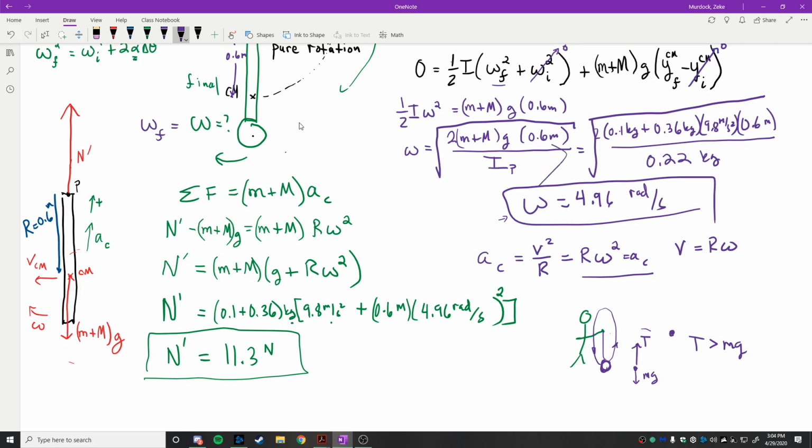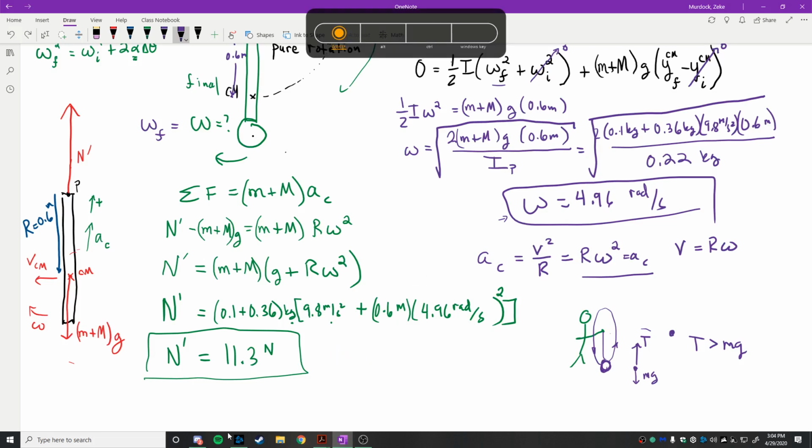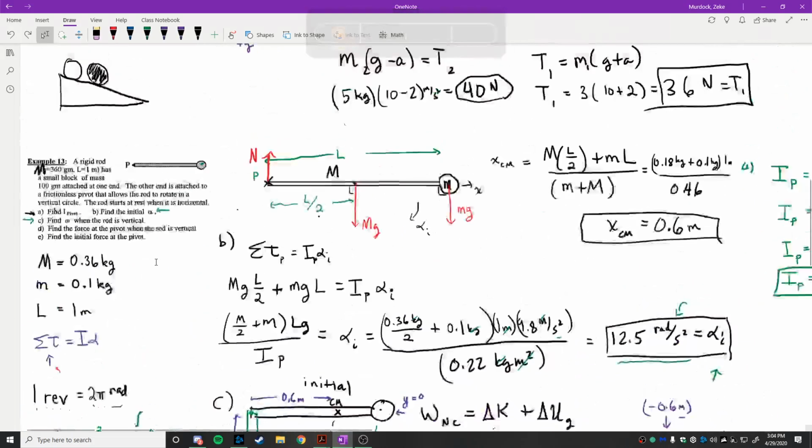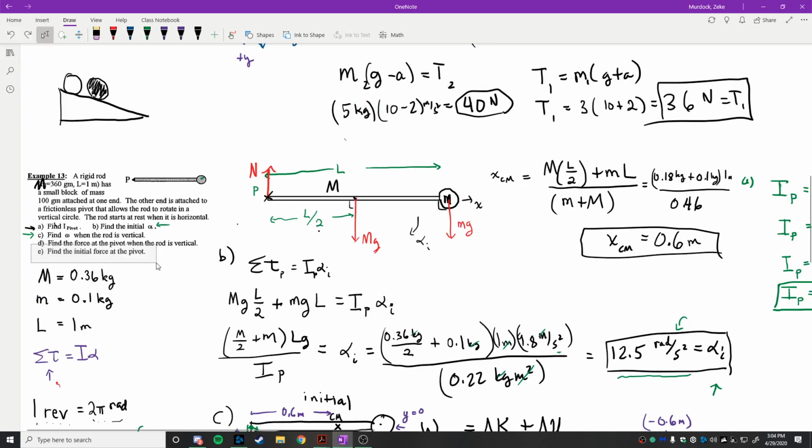You have to pull. You can physically feel this if you just try it yourself, right? Okay, cool. Good question. So that was the normal force at the bottom, and the final question is to find the initial force at the pivot, okay?